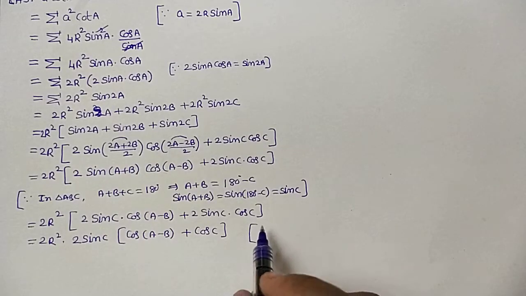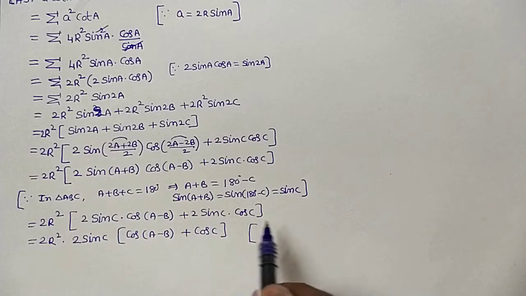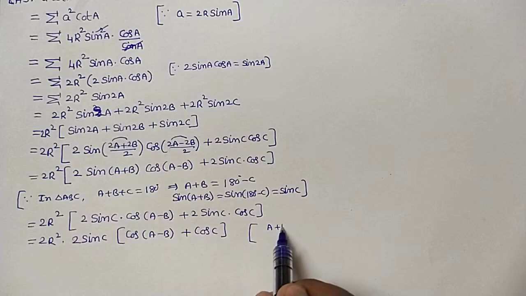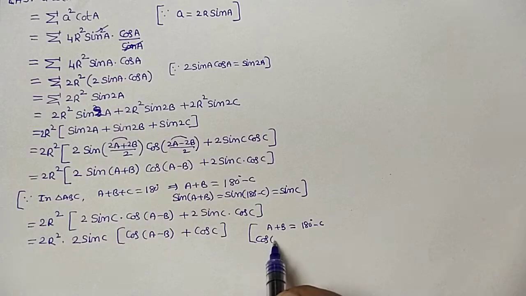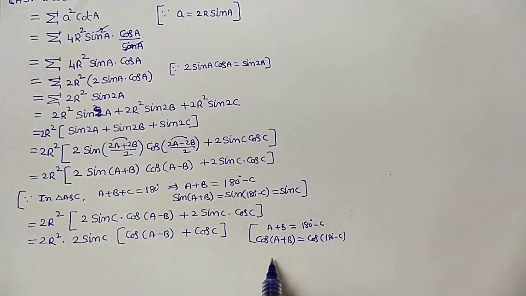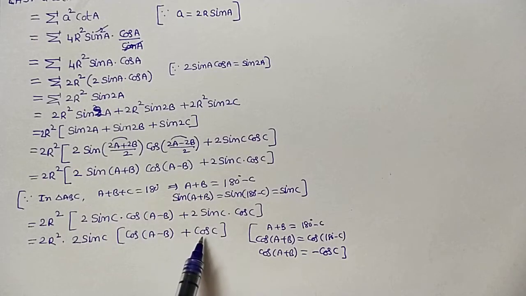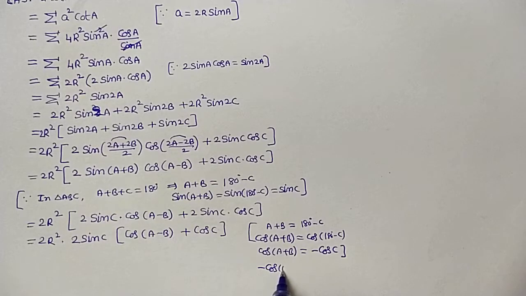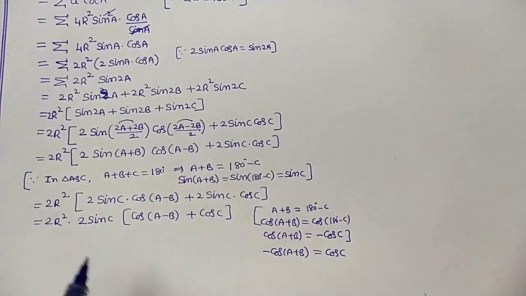Again, A plus B plus C is equal to 180 here. From that, A plus B equal to 180 minus C. Taking cos on both sides, cos of (A plus B) equal to cos of (180 minus C). So cos of (A plus B) equal to cos of (180 minus theta), which is minus cos theta. So minus cos C. So minus cos of (A plus B) equal to cos C. Now in place of cos C, what we have to replace? Minus cos of (A plus B).